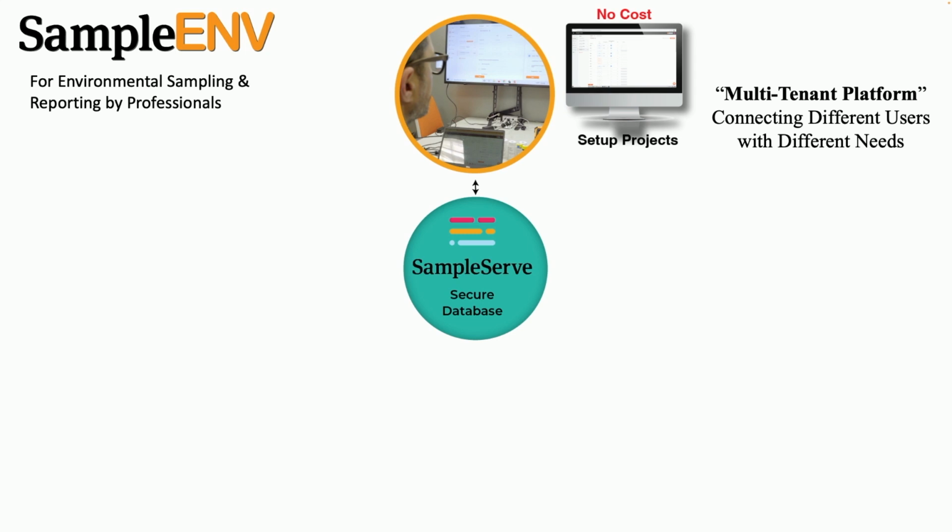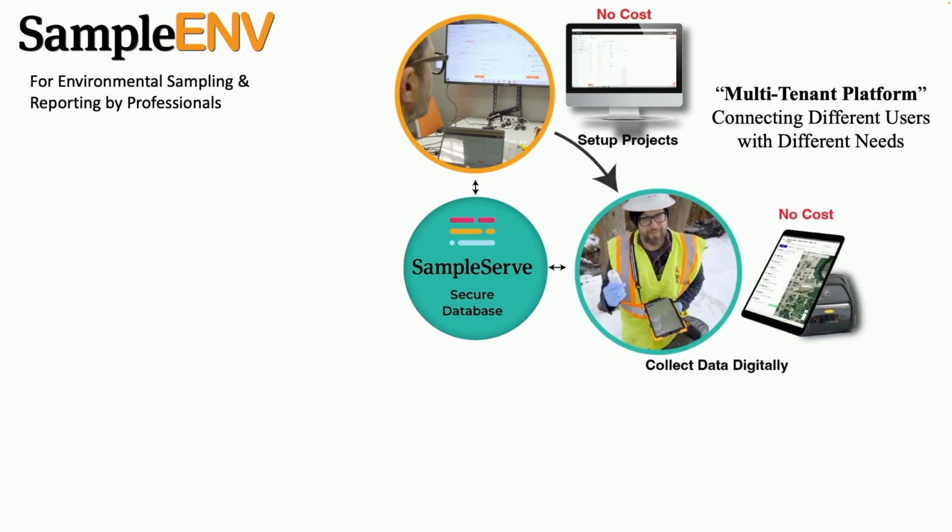Once you have your project set up, you're going to hit the Save button, and that's going to push that saved scope of work order to the mobile field app. The mobile field app is designed to collect all your field data, take photographs, collect GPS locations. It'll even print sample bottle labels in the field right at the time of sampling.